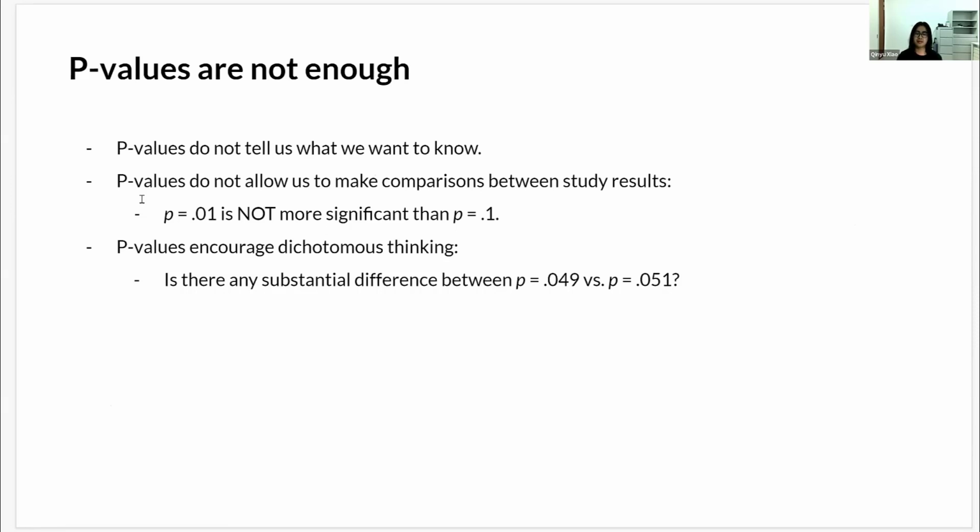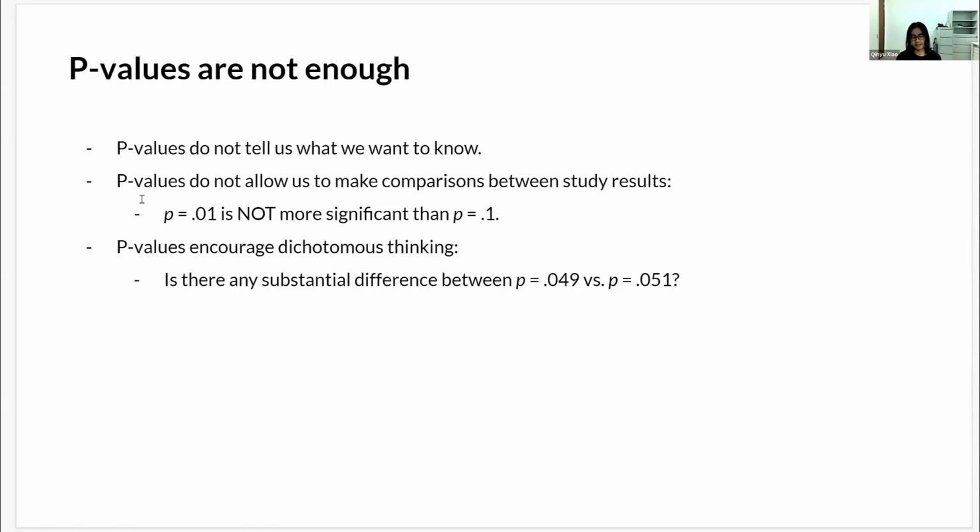And first, p-values do not allow us to make comparisons between study results. It's simply not right to say that a p-value of 0.01 is more significant than a p-value of 0.1. This is a wrong comparison that we're making here, because we only declare those results with a p-value under 0.05 as significant results, and we only declare those results with a p-value over that value as non-significant results. But we cannot compare them in terms of their significance. And there's a famous saying about this, that statistical significance does not imply practical significance. And we will come back to this point later.